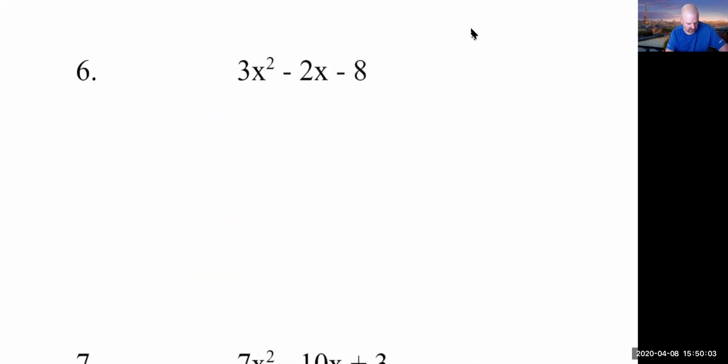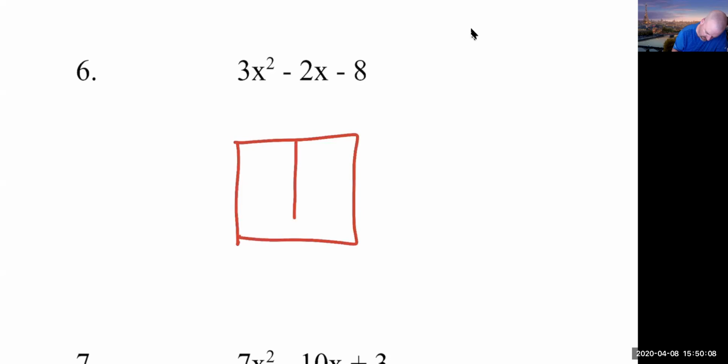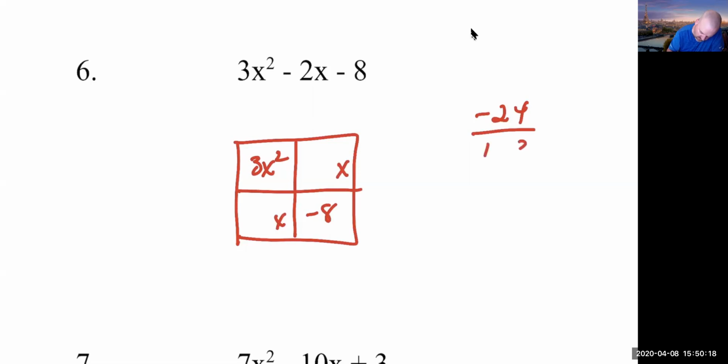Number 2, again, we look and there's no GCF. So we make our box. 3x squared and negative 8, which gives us negative 24. We can have 3x and x there. So the factors of negative 24 are 1 and 24, 2 and 12, 3 and 8, 4 and 6. So we need a combination that'll give us negative 2, and we can get that by going 4 minus 6. So 4x and negative 6x.